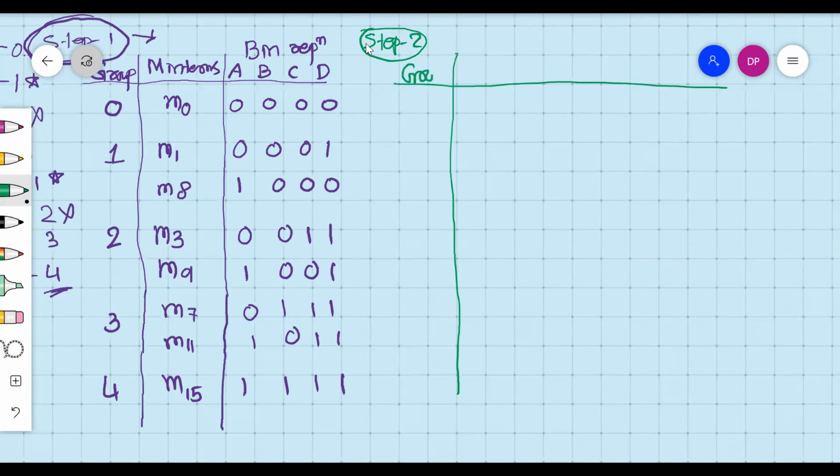I'm taking here group. I'll take here another thing called matched pair. Then I will have binary equivalent, that is A, B, C. When we have binary equivalent A, B, C, and D.